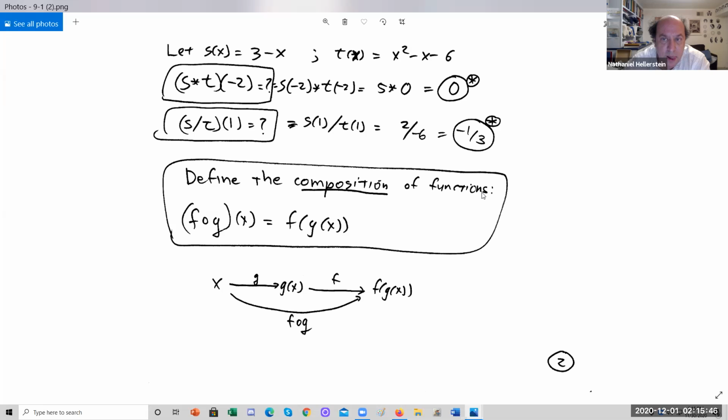All right, so here we have s of x is 3 minus x, t of x is x squared minus x minus 6. What's s times t at negative 2? What's s over t at 1? Well, okay, this is s of negative 2 times t of negative 2. We're plugging in at negative 2. S of negative 2 is 5. T at negative 2 turns out to be 0. So I find 5 times 0 is 0. S over t at 1, well, is s at 1 over t at 1. S at 1 is 2. T at 1 is negative 6. 2 over negative 6 is negative a third.